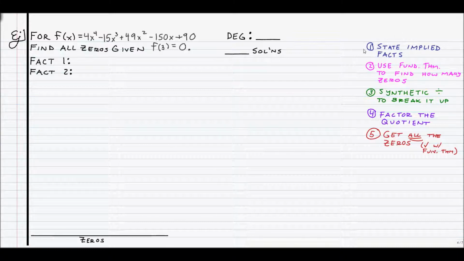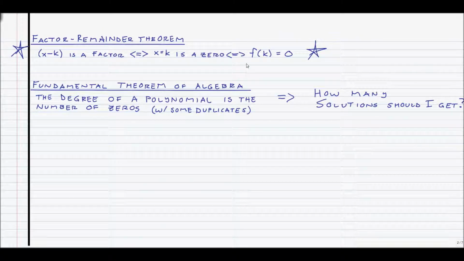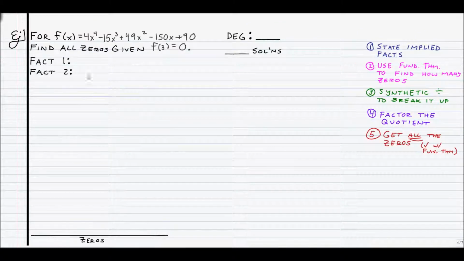Okay, so we're starting this problem off. What are we going to do first? We're going to state the implied facts. So we're just going back to the factor remainder theorem. So fact 1, we already know that f of 3 equals 0. So thinking back, if f of 3 equals 0, then x equals 3 is a 0.